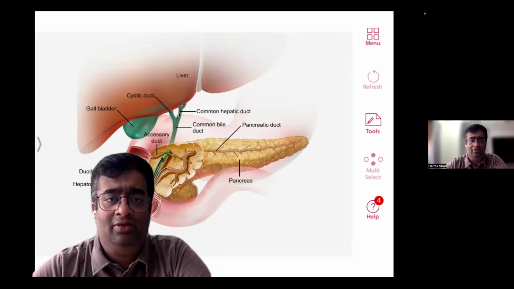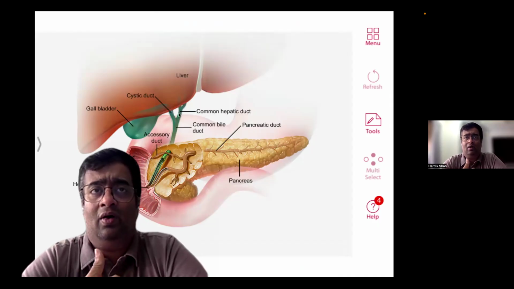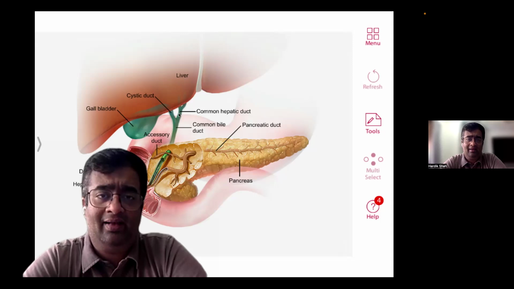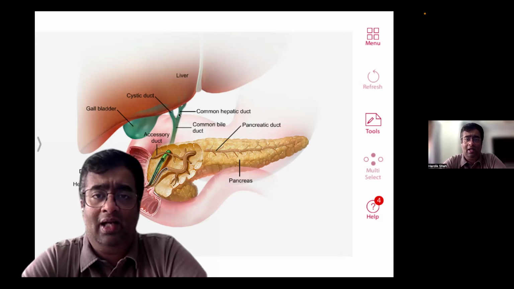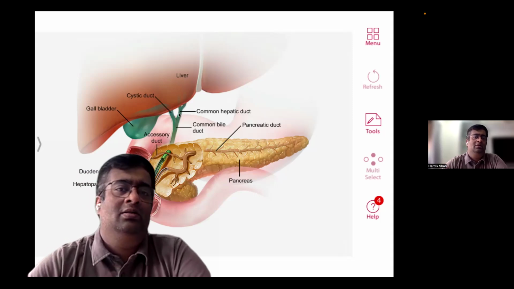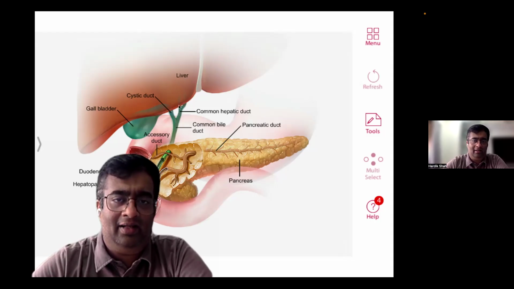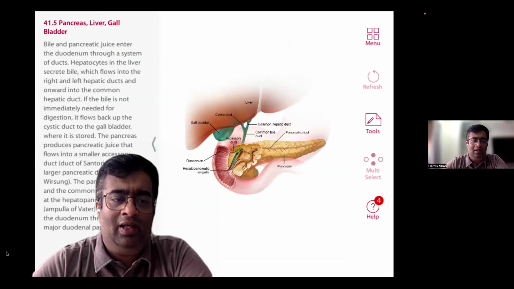Now, just for your information, just like we call anything related to the heart as cardio or cardiac, anything related to the liver is called hepatic. So the left hepatic duct and the right hepatic duct will join together to form this common hepatic duct. Now, this common hepatic duct will either directly by itself release the bile into the duodenum.